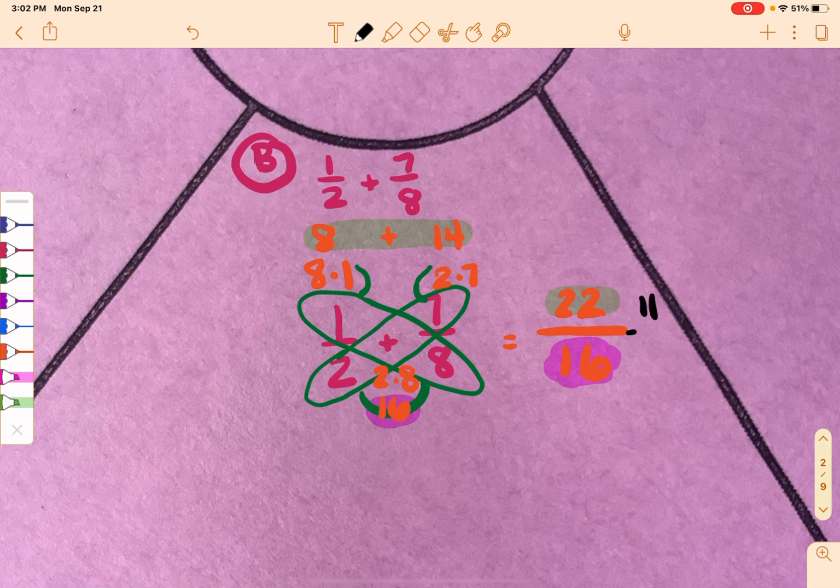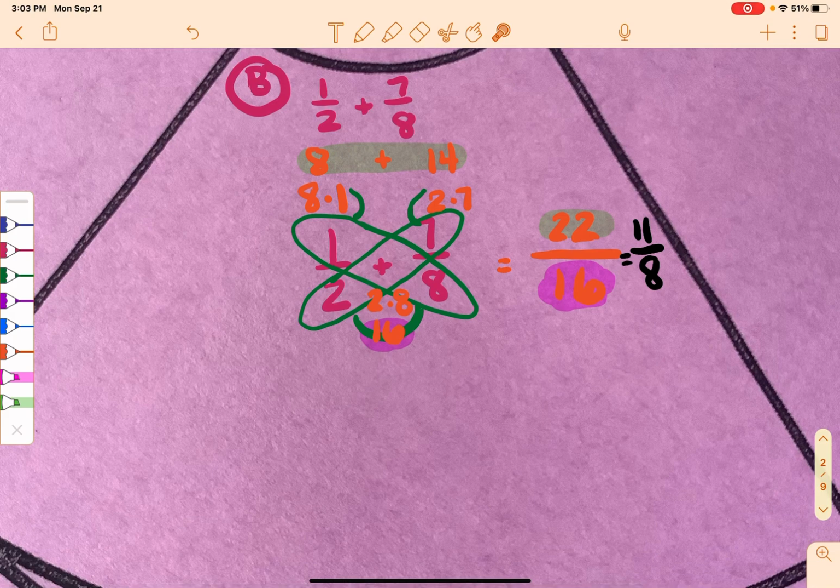So I'll get 11 over 8. Now my only issue with this is, even though it is reduced, this number is still bigger than the bottom. So that means that I can really take it and make it a mixed number. So I'm going to have to divide it out.